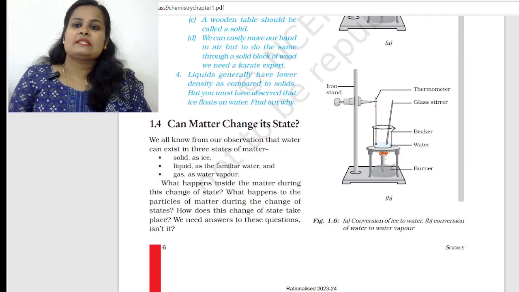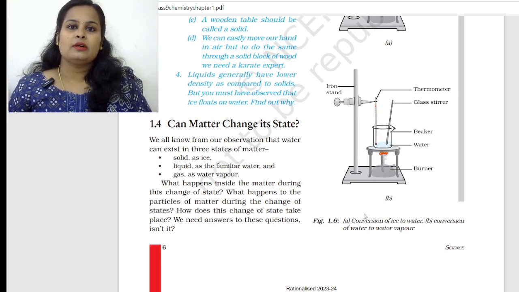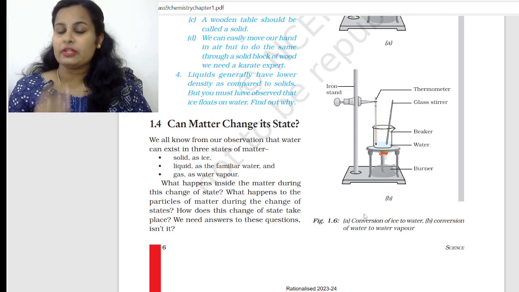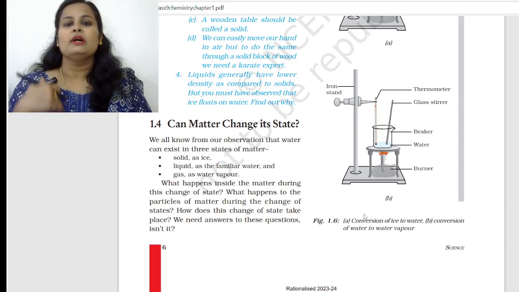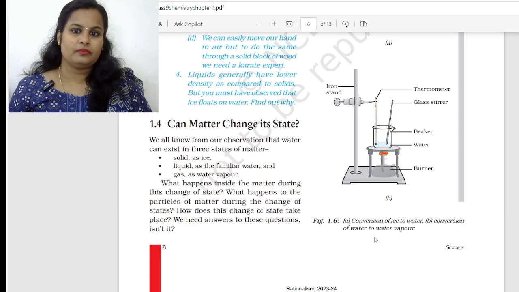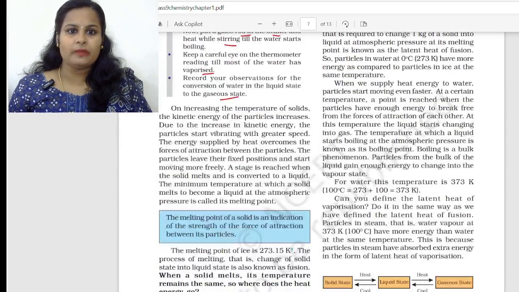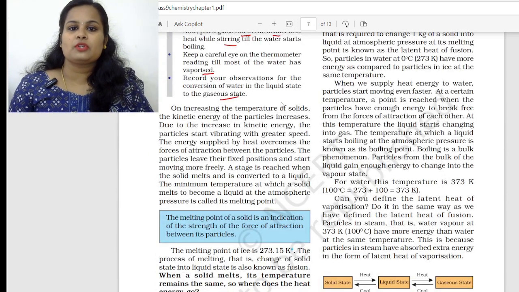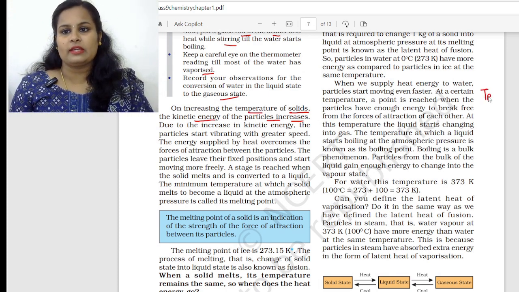Now, in the second setup, all the ice has been converted into water. If you raise the temperature again, the water will slowly convert into water vapor. And again we can note down the temperature as well. On increasing the temperature of a solid, the kinetic energy of the particles increases. So temperature and kinetic energy are directly related, we can say.